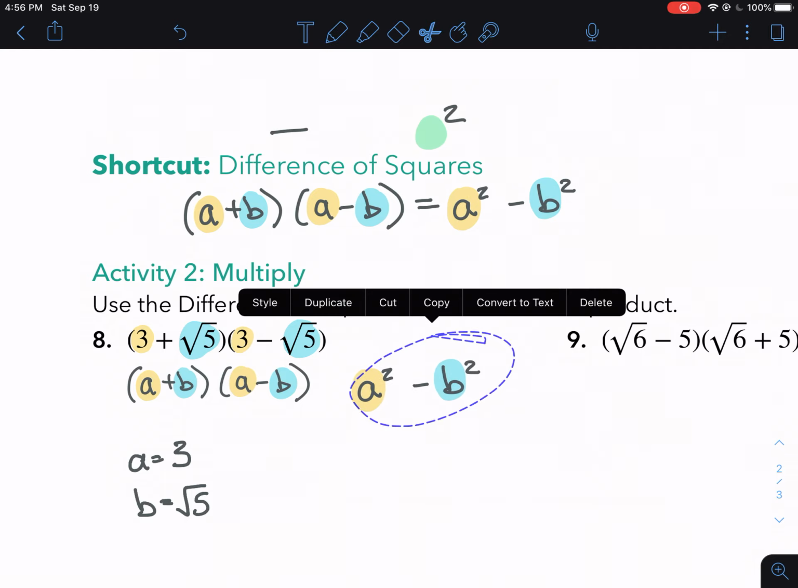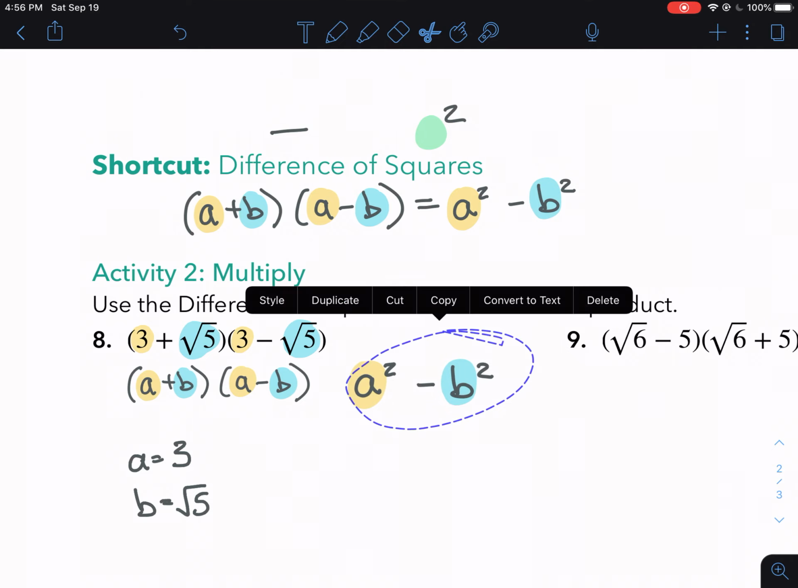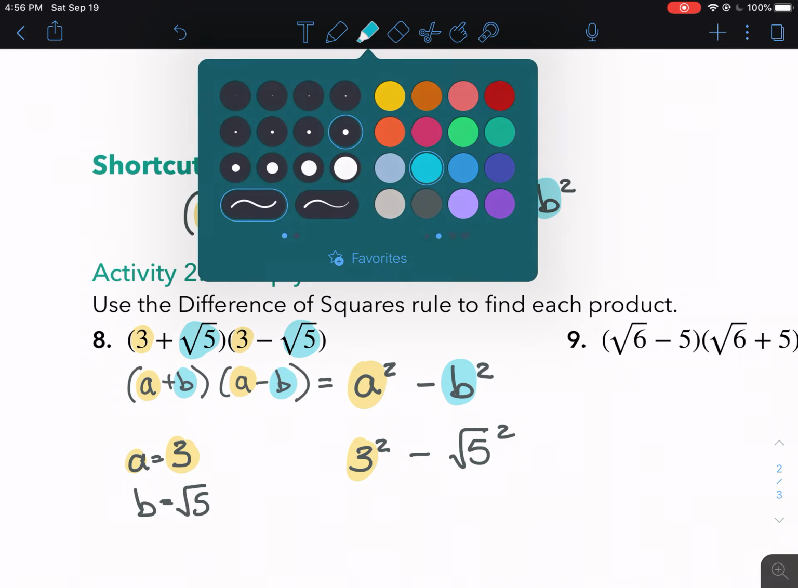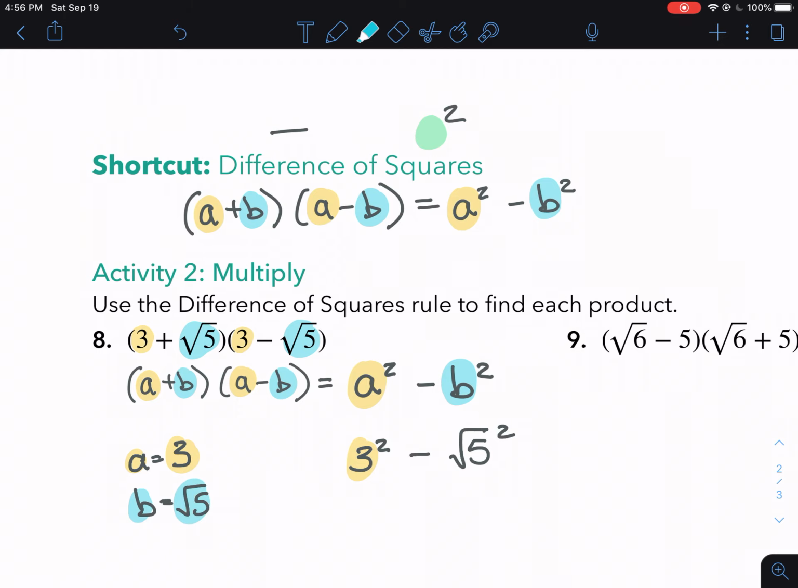This is equal to A squared minus B squared. And again, our A squared is going to be 3 squared, and our B squared is the square root of 5 squared. So we took what is our A, which is 3, and we plugged it in right here. And we took what's our B, which is rad 5, and we plugged it in right there.